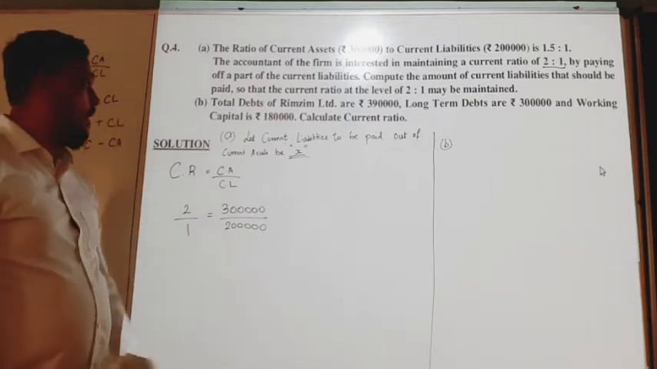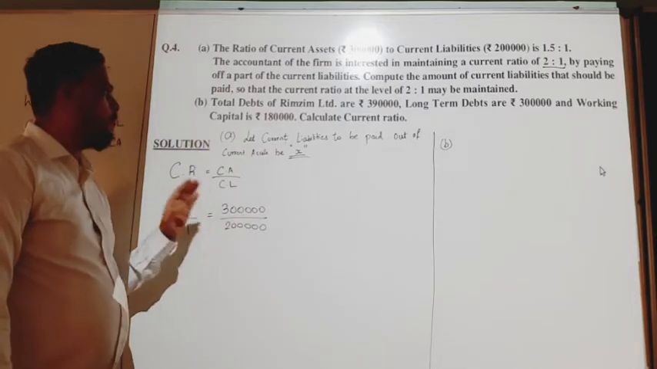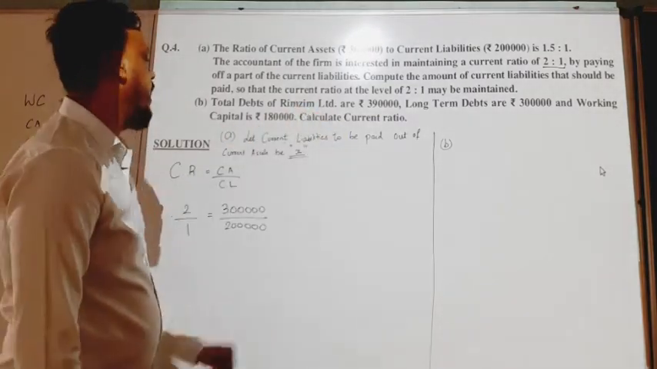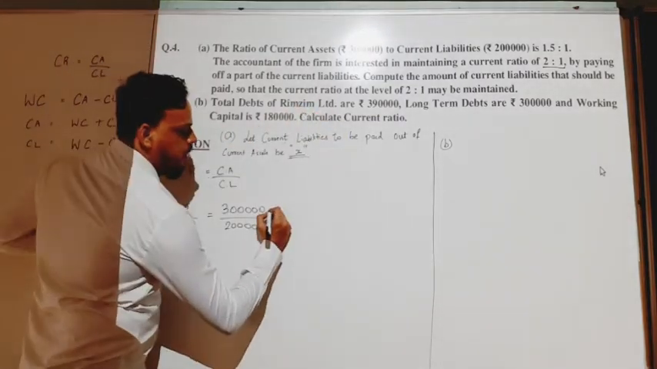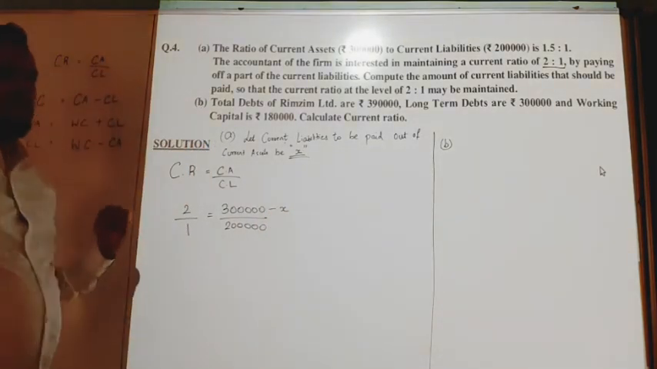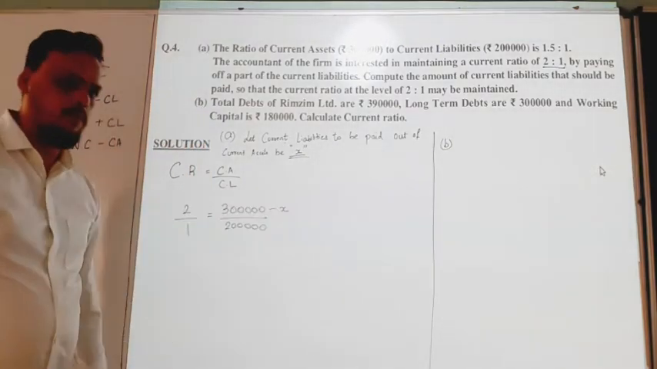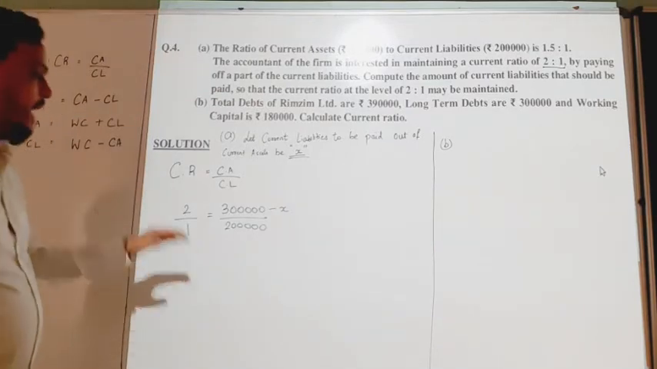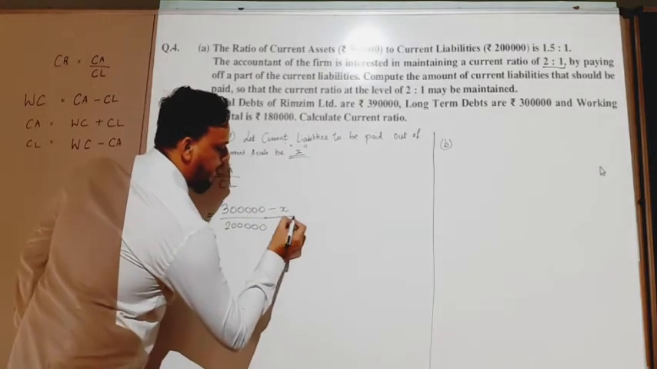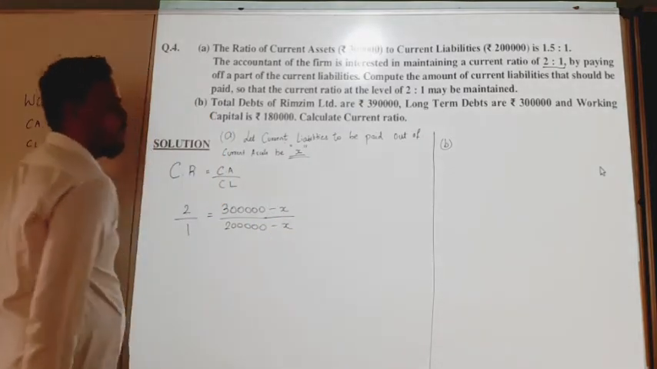But we have to find the exact value which has to be paid. So current liability will be paid out of current assets. So what we will do? We will reduce X. If we are paying from assets, it will be reduced from assets, and the liability will also be reduced. So what we will do? We will write over here minus X also.